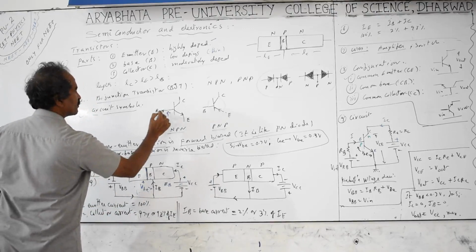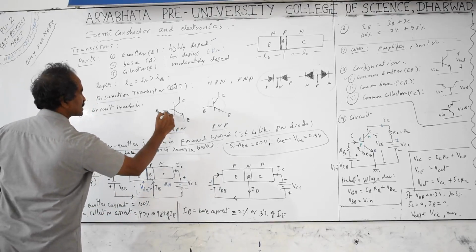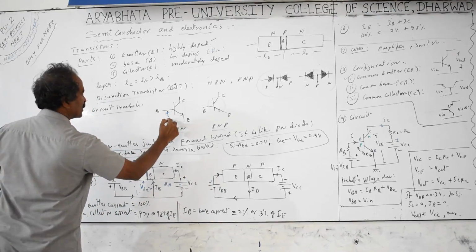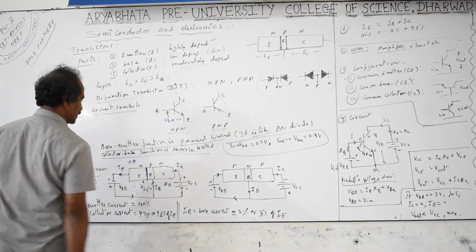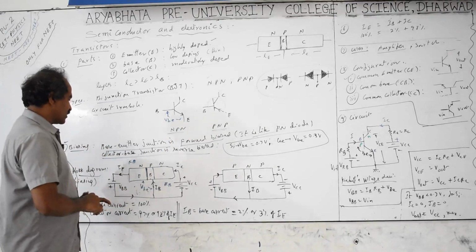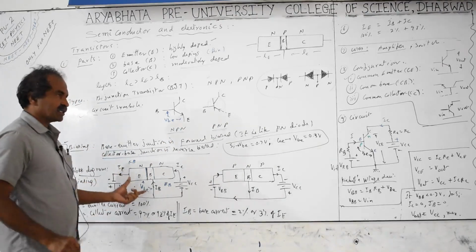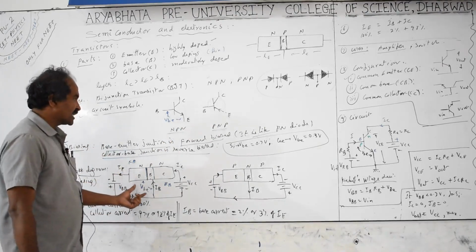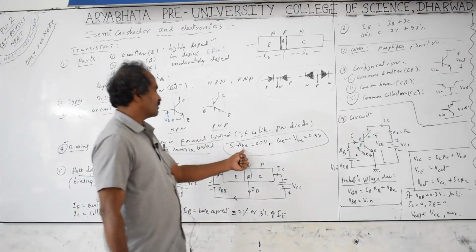This is nothing but equal to the base and emitter junction. It is just like a diode and we call it VBE, with capital letters, subscript BE. This is the base emitter voltage, that is a barrier potential. How much is it for silicon? Barrier potential for silicon, VBE, is 0.7 volts.